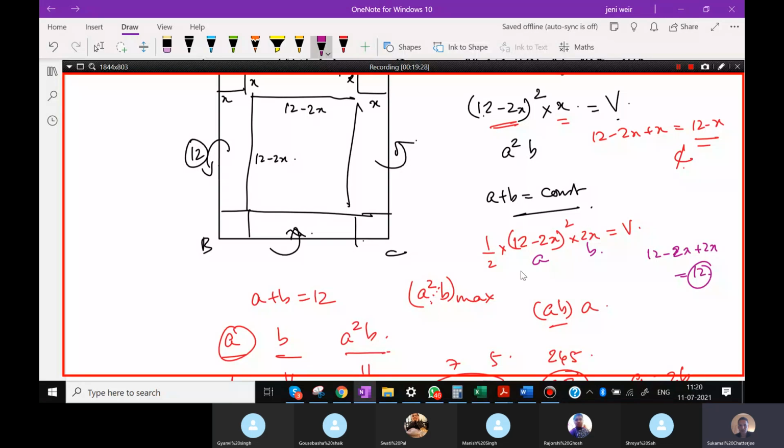So in order for this to be maximum, a has to be equal to twice b. That means 12 minus 2x has to be equal to 4x. That means 6x has to be equal to 12, or x has to be equal to 2. And if x is equal to 2, then you put the value of x here, you get 12 minus 4, which is 8 squared into 2, which would be 64 into 2, 128.